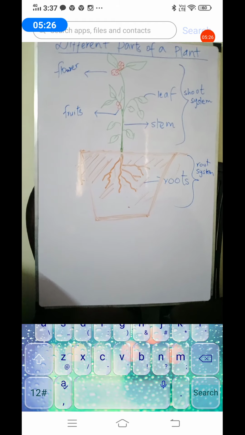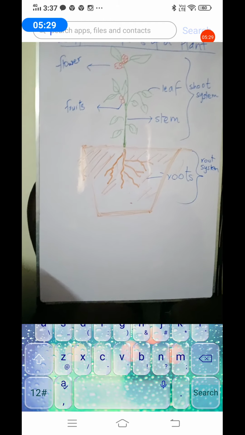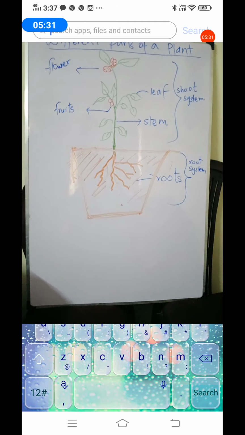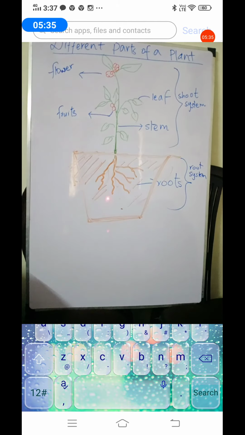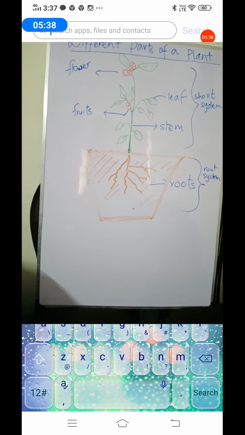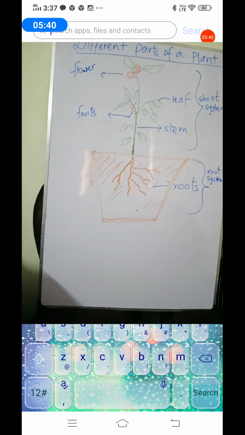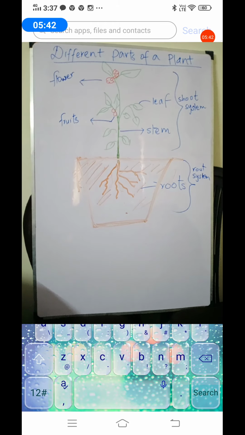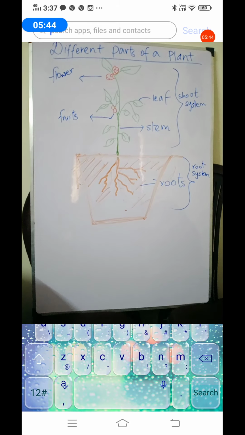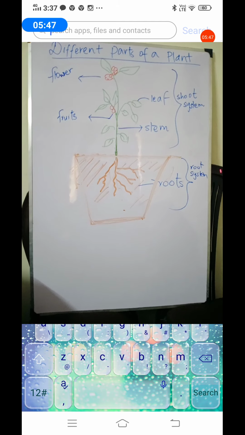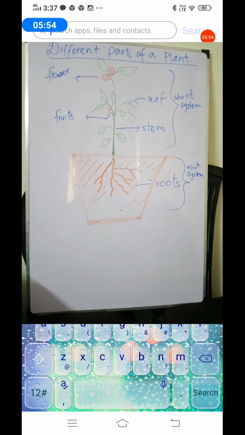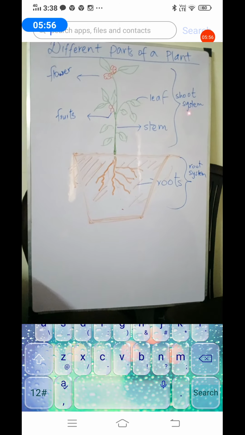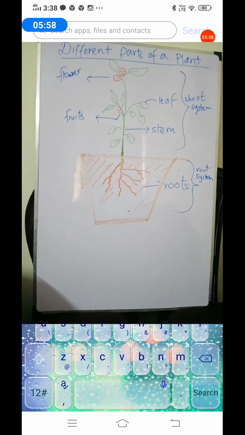So where is this root system? Is it below the ground or above the ground? Yes, it is below the ground. Very well said. Which system is above the ground? Out of the two systems that we are studying, root and shoot system, which system is above the ground? Yes, shoot system. Very good.